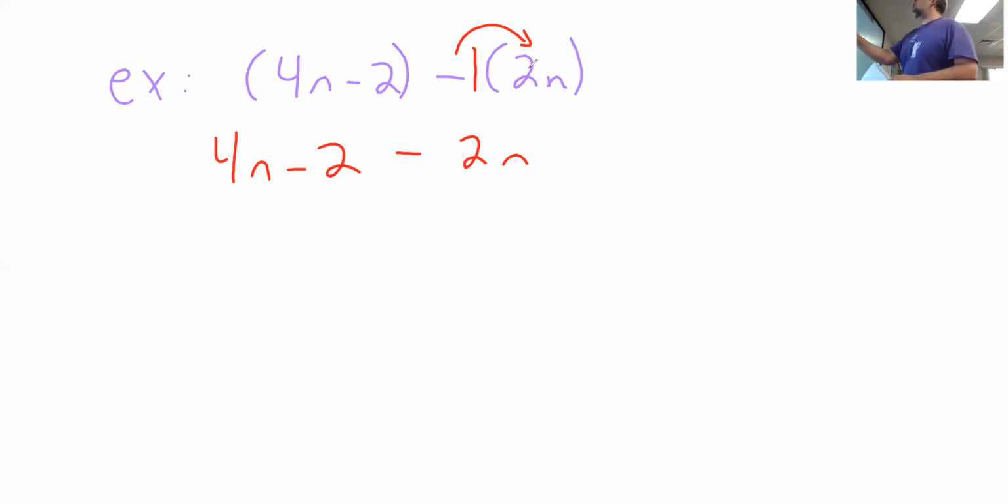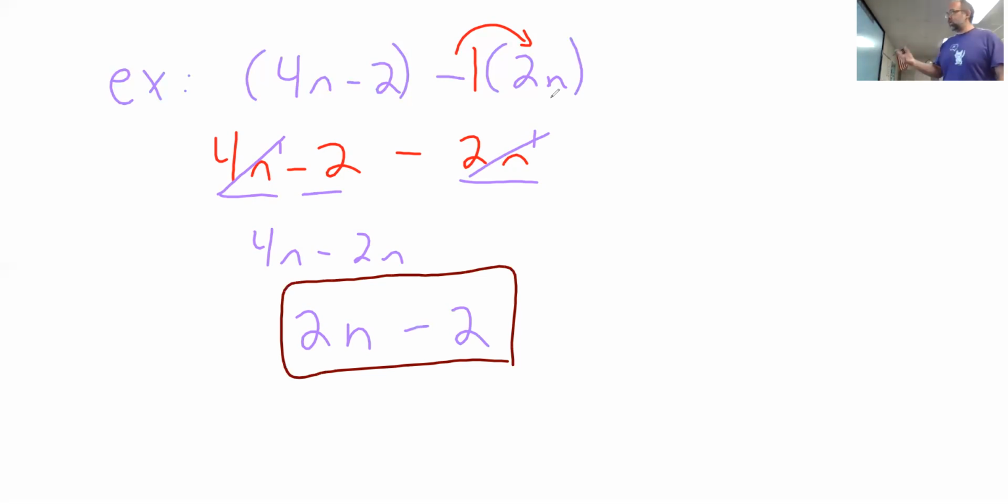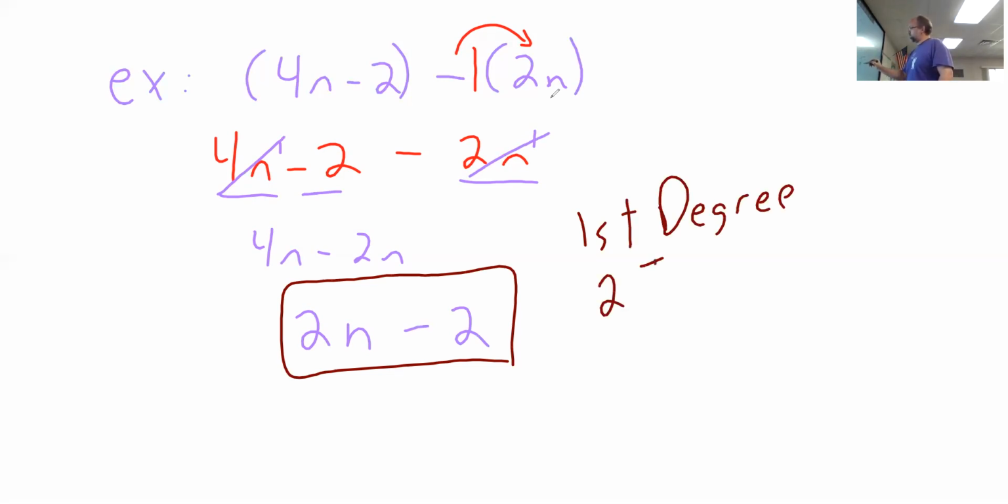We see that 4n, where the n is raised to the 1, is the same as this 2n raised to the 1. So you're basically going to do 4n minus 2n, which gives us positive 2n. And those are used up and done. All we have left is this -2, and there's nothing to combine it with, so it stays -2. And there is our answer. I started with the highest degree, so it's in standard form already. Technically this is first degree, and there are 2 terms. There you go, that's the first one.